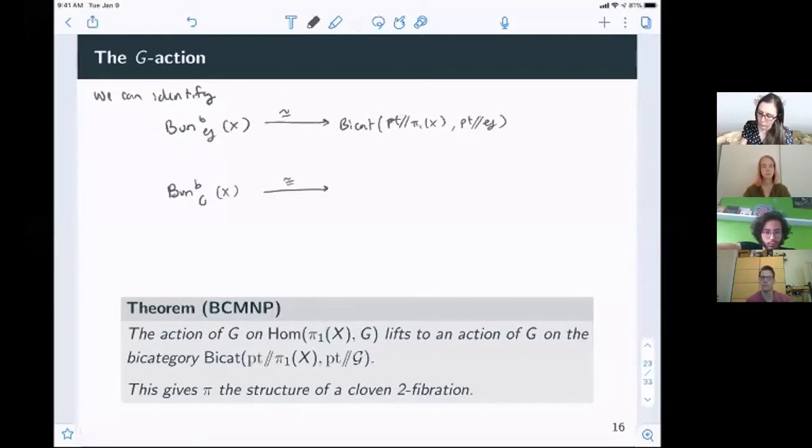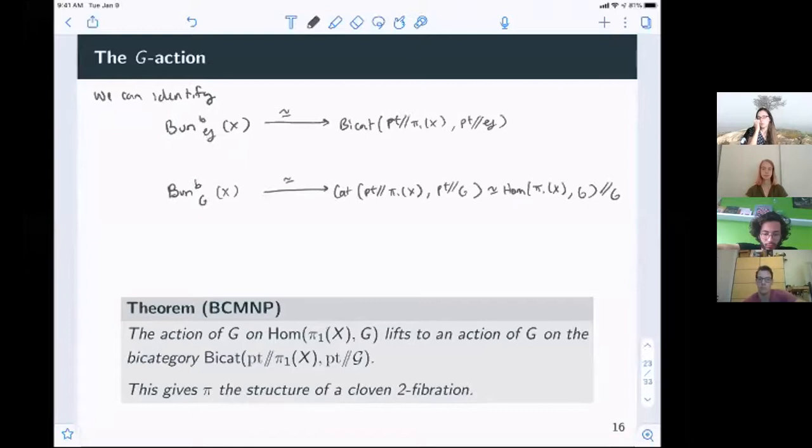And also we know that our category of flat principal G bundles over X is equivalent to the category of Pt mod pi1X. So this comes from holonomy. And this is also equivalent to the morphisms from pi1X, just the regular group homomorphisms, to G.